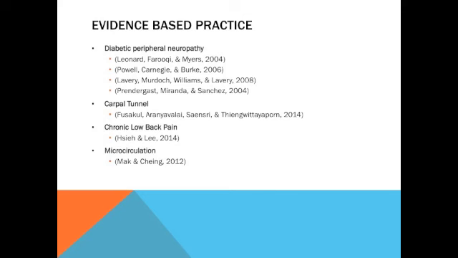As you can see on this slide, I have also included other references for diabetic peripheral neuropathy, carpal tunnel, chronic low back pain, and microcirculation. Unfortunately, I do not have all of the time I need to go into all of the evidence that has been generated with the use of anodyne therapy and these conditions. So I have compiled a handout that will give you more information, and you can look there to see all of the uses of anodyne therapy with these conditions.